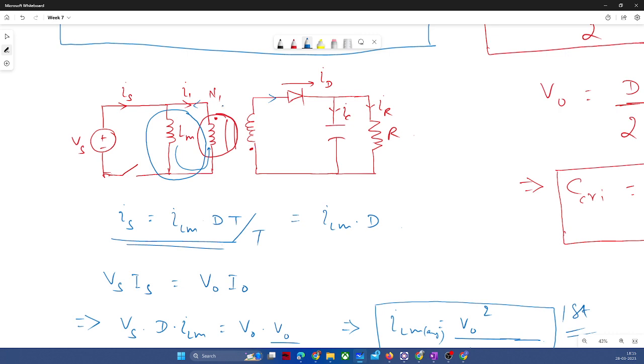So where does it happen? In a transformer, it doesn't happen. We do not transform the current and voltage from primary to secondary. Someone can call it an inductor, that's no issue, but it is working ideally as a transformer, right? Okay. Okay, sir. Any other doubt?